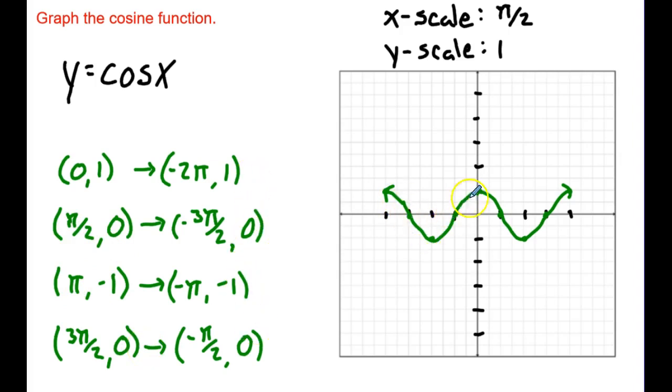So plotting those points on our coordinate plane, we have the same scale as last time, pi over 2 for the x values, and for the y values, a scale of 1. We can draw a smooth curve through those points. So you have to remember, sine corresponds to the y values of the ordered pairs on our unit circle. Cosine relates to the x values of the ordered pair on the unit circle.